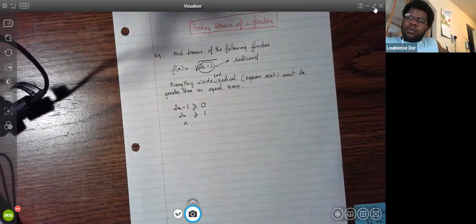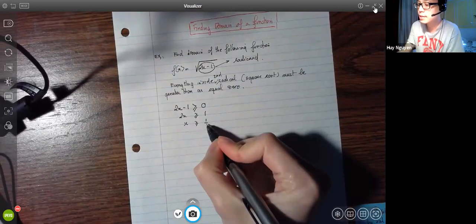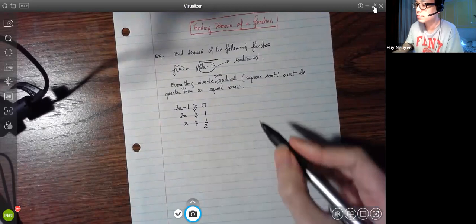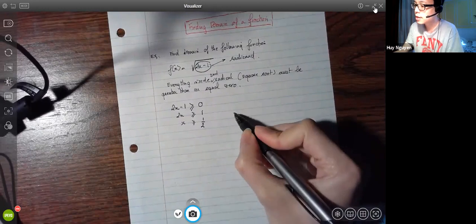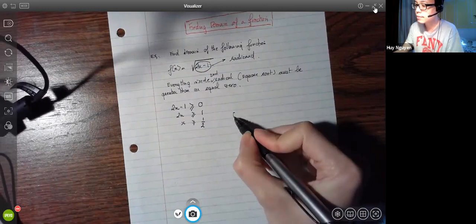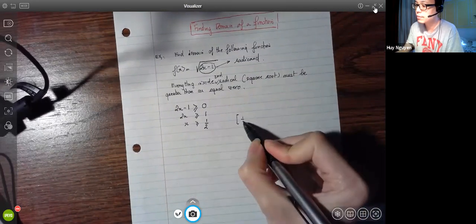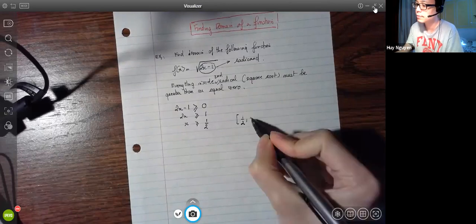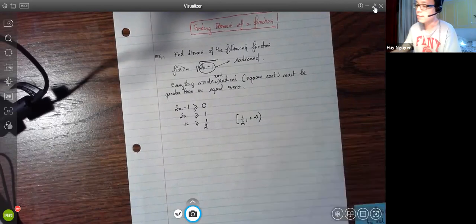Divide by 2. Divide by 2. Oh, so they give you x greater than or equal to 1/2. If we write the final answer in interval notation, because that's what I'm always asking you to do, it will be a bracket, right? Because of the equal, the bracket goes with 1/2, and then to positive infinity, with a parenthesis. So this is my final answer.